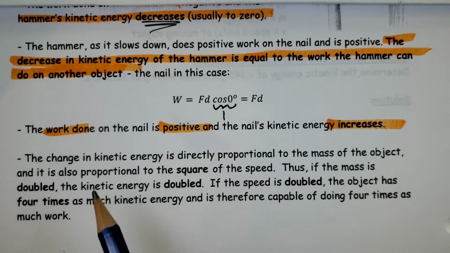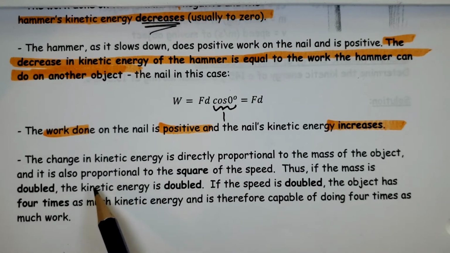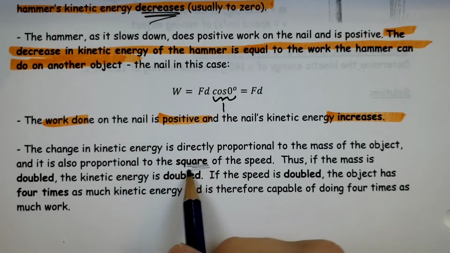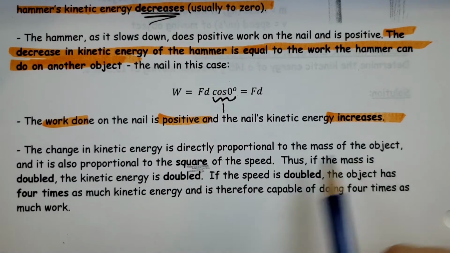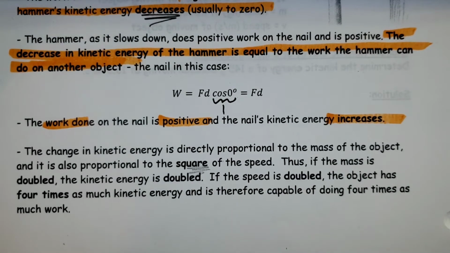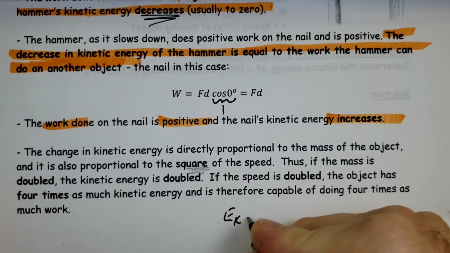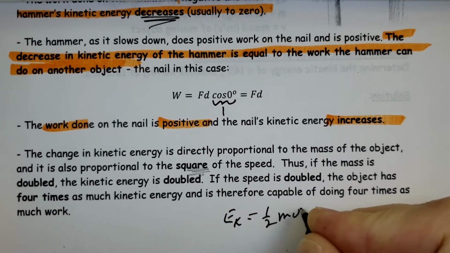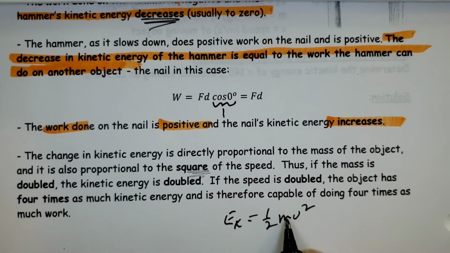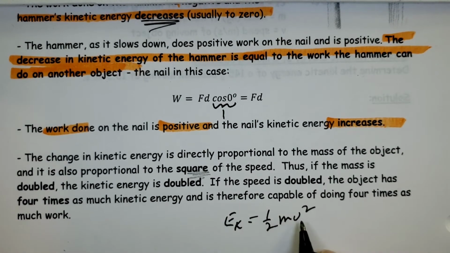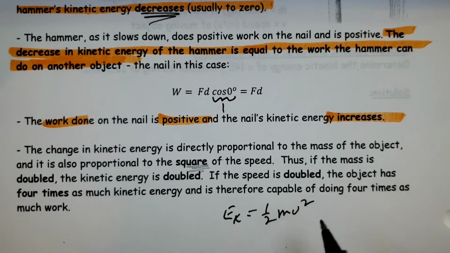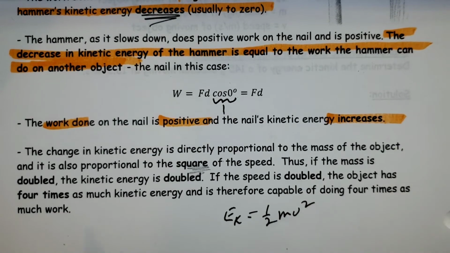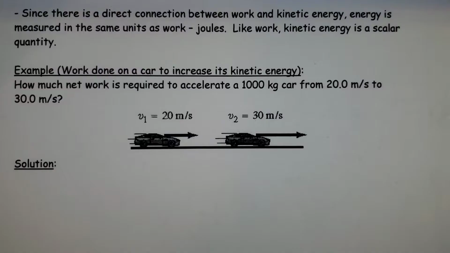The change in kinetic energy is directly proportional to the mass of the object. It's also proportional to the square of the speed, because remember it was 1/2 mv squared. Thus, if the mass is doubled, kinetic energy is doubled. So if this gets 2 times bigger, this gets 2 times bigger. But if the speed gets 2 times bigger, 2 squared is 4, so EK gets 4 times bigger because it's a squared relationship.